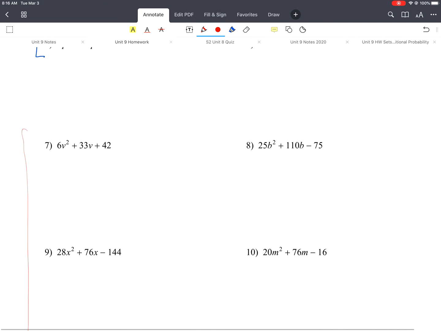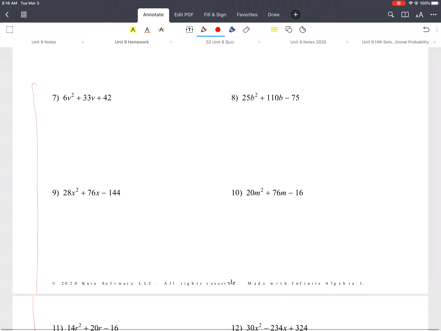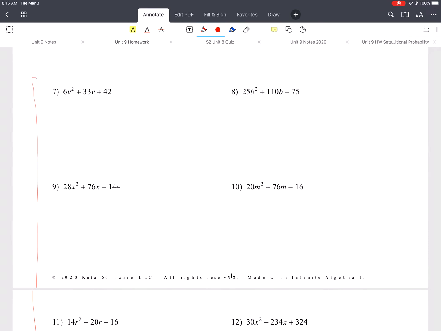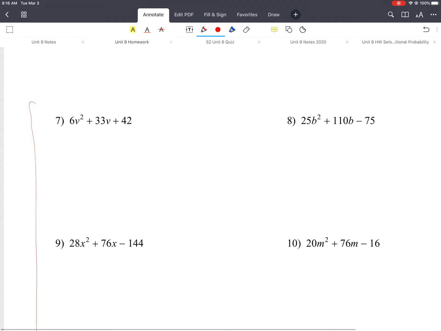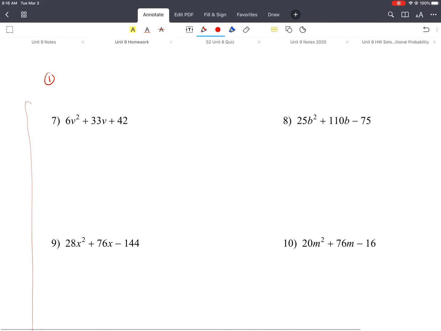All right, and then the next 6 problems, 7 through 12, we can take out the greatest common factor. So that's the first step we'd want to do here, always, like I said, always we're going to take out the greatest common factor.